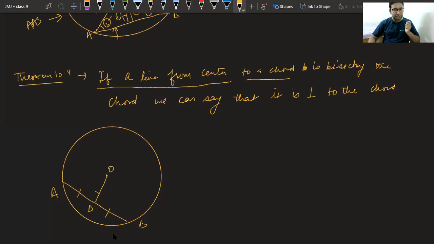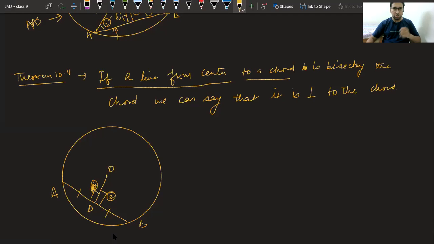Yes, we can say that this angle 1 and this angle 2 both are 90 degrees, and this gives you the question to prove. Class, tell me, how will you prove this thing? We cannot take them as 90 right now. We have to prove this thing. Tell me, how will you prove?